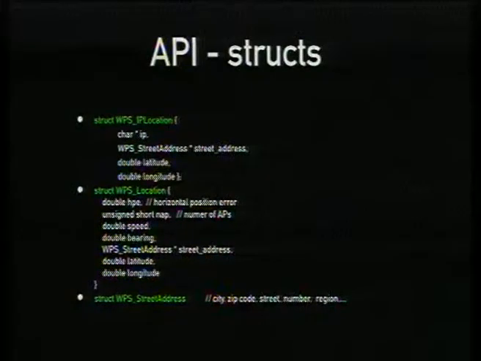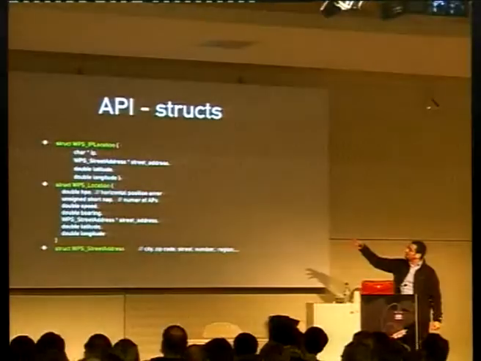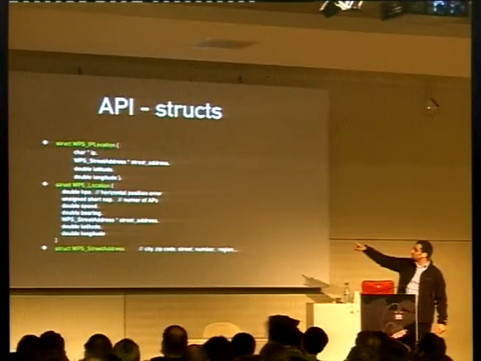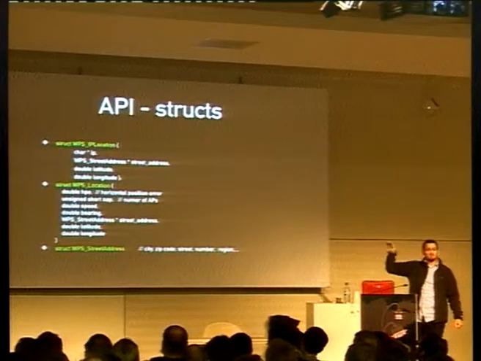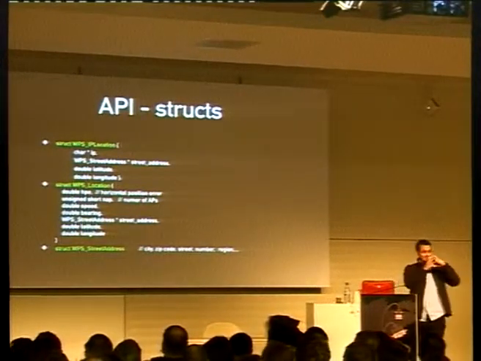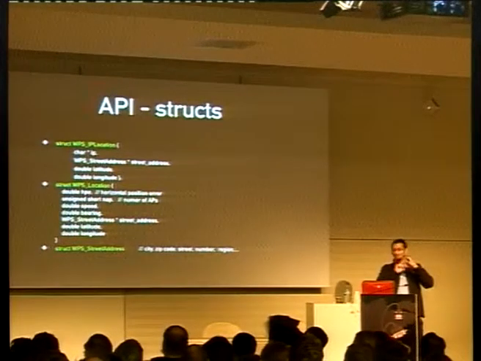So let's look at the API. The API is very simple. You have a WPS IP location object structure. You have a WPS location structure. Let's take a look at the location structure. We have a horizontal position error. That's meters of error, so you get a radius on your iPhone of where you are.